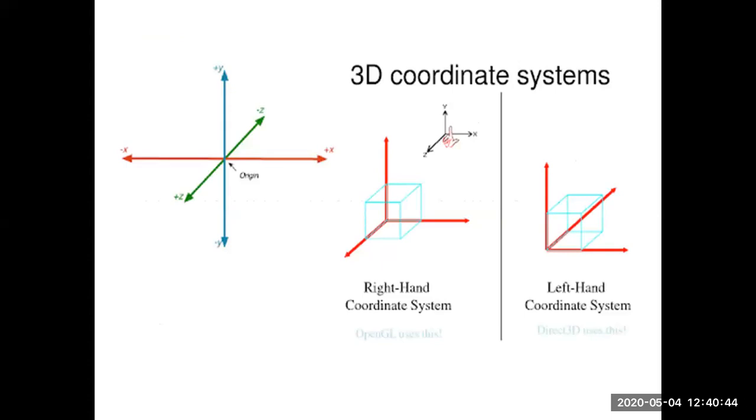In graphics, let us first understand the 3D coordinate system. So either we prefer right-hand coordinate system or left-hand coordinate system. By default, OpenGL will always prefer the right-hand coordinate system.